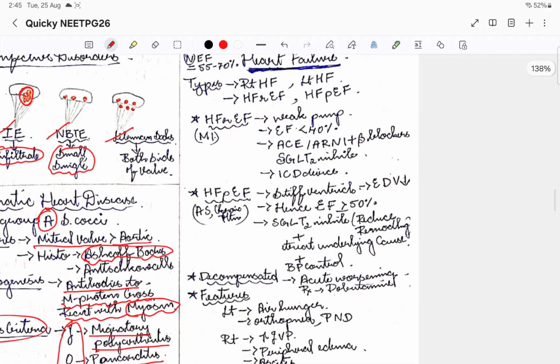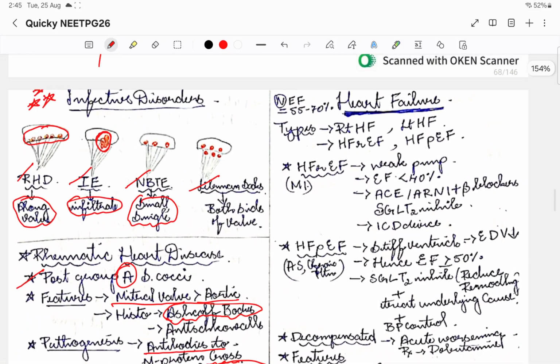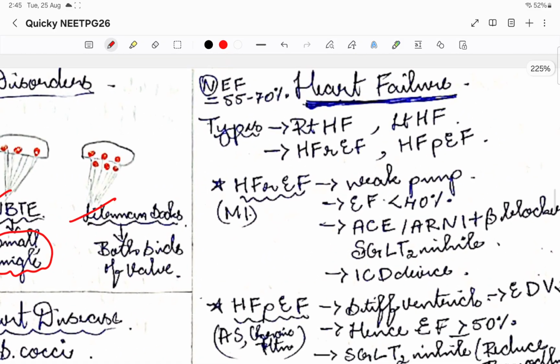Now the last topic, that is heart failure. So what is heart failure? Basically it is the inability of the heart to pump the blood. What does that mean? Normally the ejection fraction, that is stroke volume by cardiac output, normally will be 55 to 70. So 55 to 70 will be the normal ejection fraction. When there is an issue with that ejection fraction, meaning there is an improper ability of the heart to pump the blood.